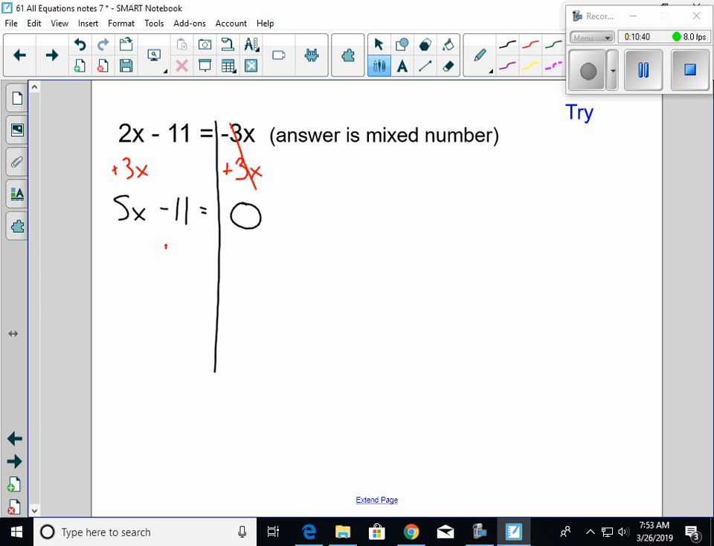So then you would have to solve this for x by adding 11. 0 plus 11 is 11. Dividing by 5. Okay, so you're going to do 11 divided by 5. We'll write this answer as a mixed number. 5 goes into 11 twice with 1 left over. So 2 and 1/5.